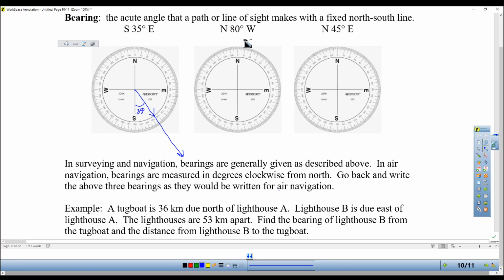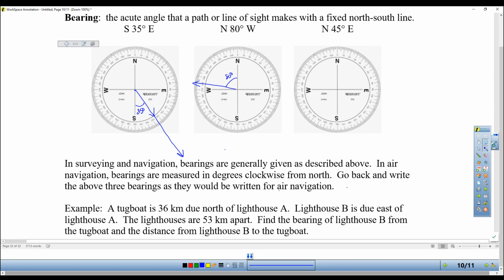If you were a ship and you said that your bearing was north 80 degrees west, then again, you're thinking about north, but then you're moving 80 degrees to the west. So right there is where that 80 degrees is, and that would be how you were bearing. So you're almost going west, but you're actually north 80 degrees west.